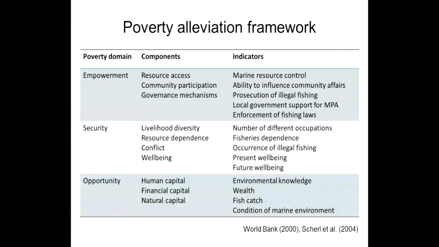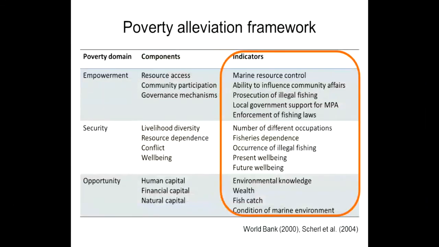So while poverty is often conceived in terms of material or monetary assets only, we know it's a multidimensional concept. It's not just about wealth. For example, the World Bank's definition for alleviating poverty, which is the premise of this framework, is that poverty reduction requires promotion of empowerment, security and opportunity. It's not just about increasing wealth. So I use this framework to organise the poverty indicators that I looked at. And each of these poverty domains has multiple components, which I operationalise with 14 indicators tailored to assess the potential impacts of MPAs on people.